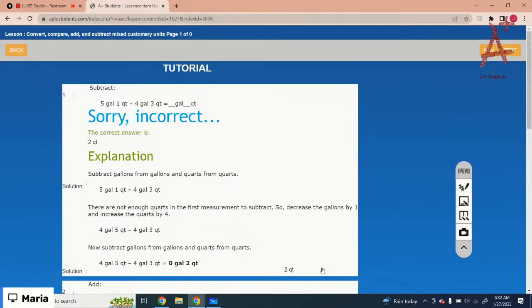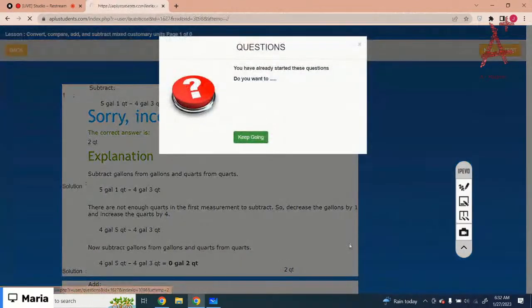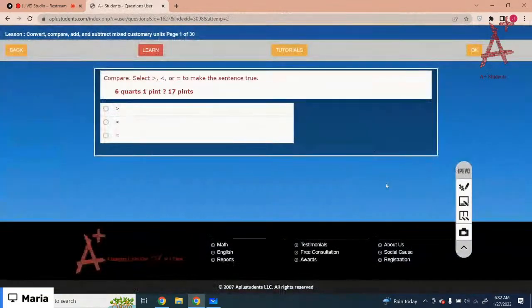So just subtract the same units. Got it? From gallons to gallons and from quarts to quarts. Let's just start with the practice questions. Okay, compare 6 quarts, 1 pint and 17 pints. You have to compare. Got it?